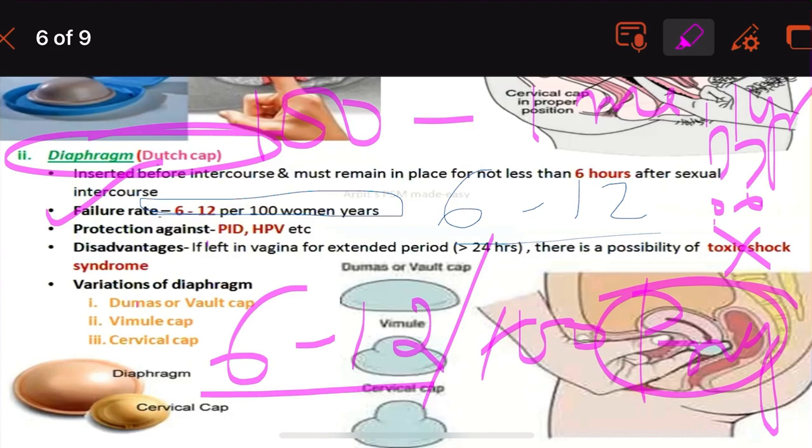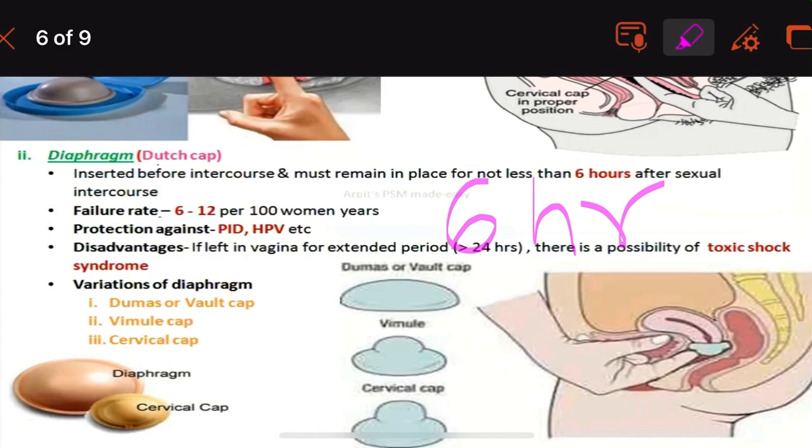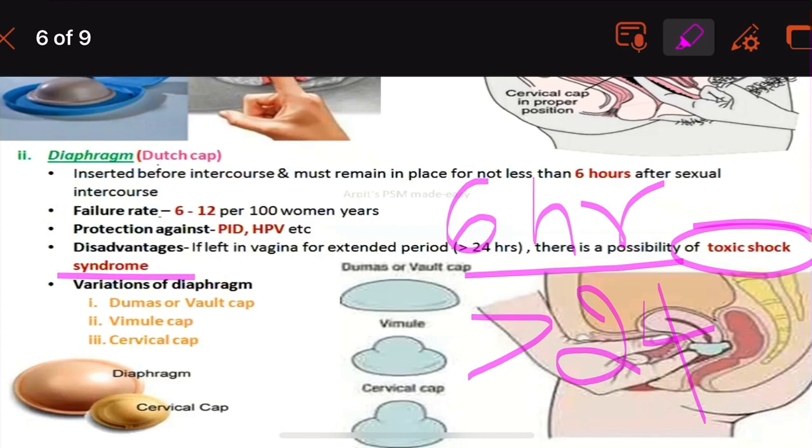It provides protection against PID, pelvic inflammatory diseases, HPVs, etc. The disadvantage, we saw that if it is extended beyond 24 hours, there is toxic shock syndrome. So initially it is suggested that it has to be kept for 6 hours. If it is exceeding beyond 6 hours, reaching more than 24 hours, then there is a possibility that the toxic shock syndrome could develop. There are various variations in the diaphragms.